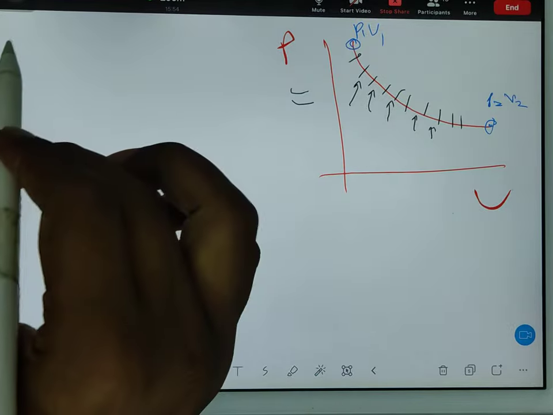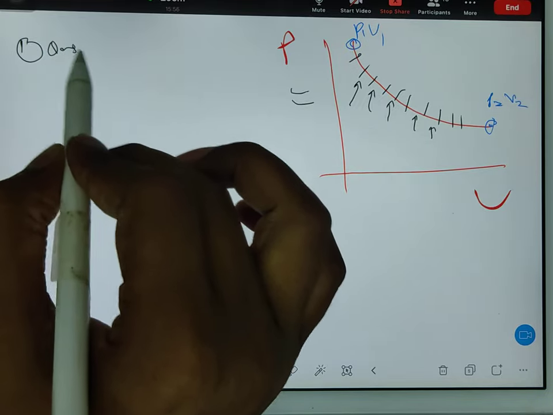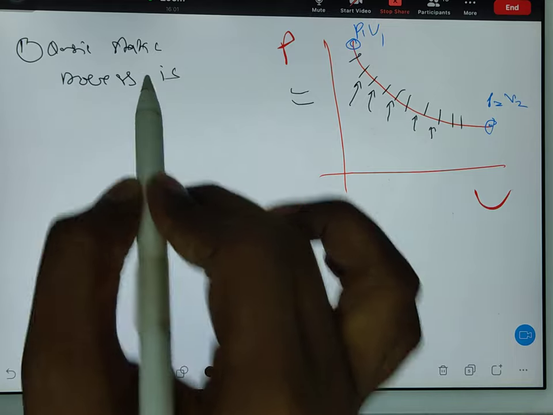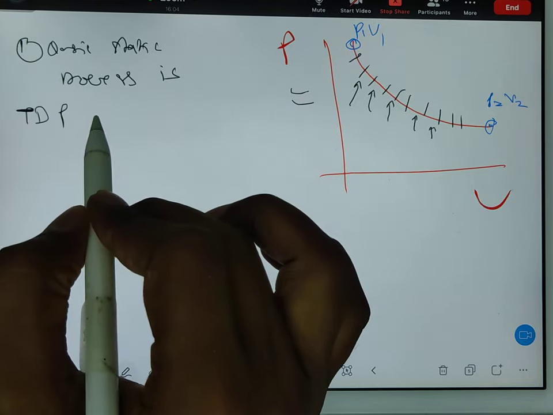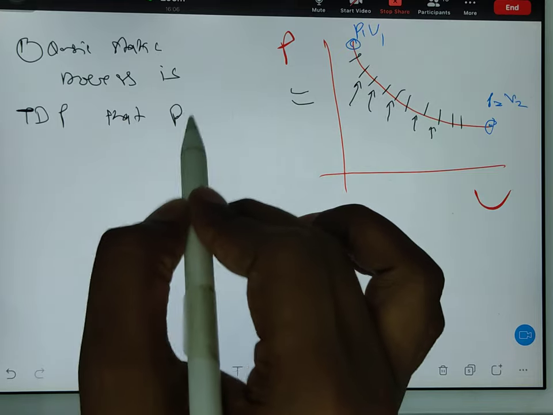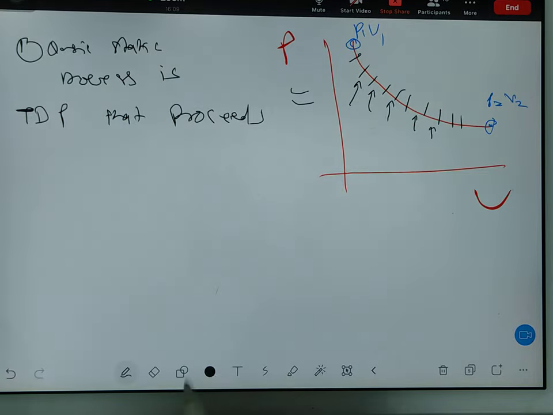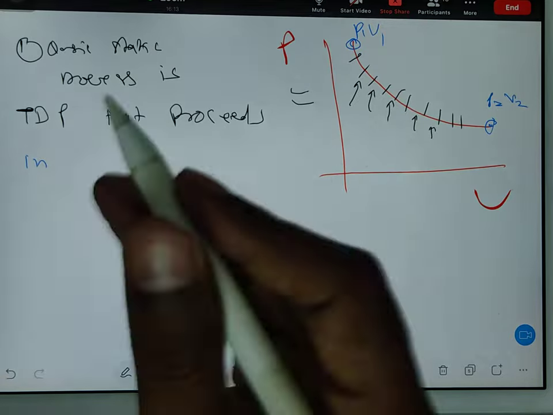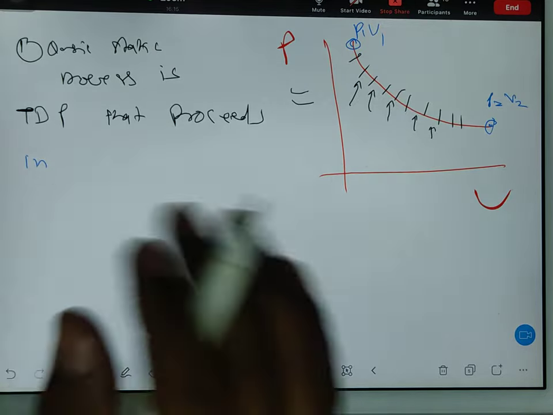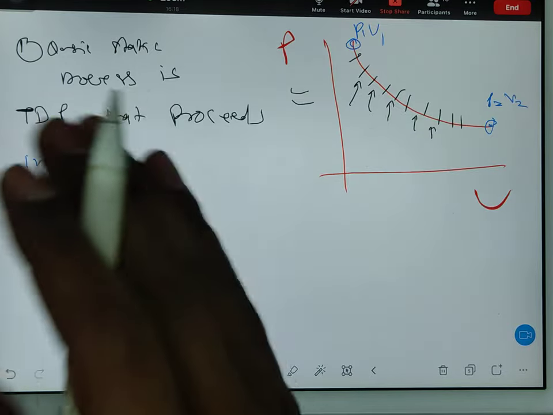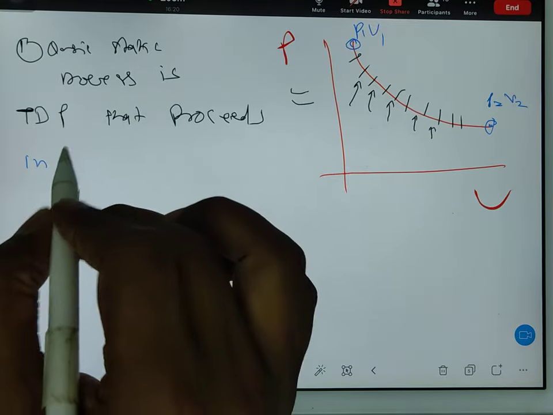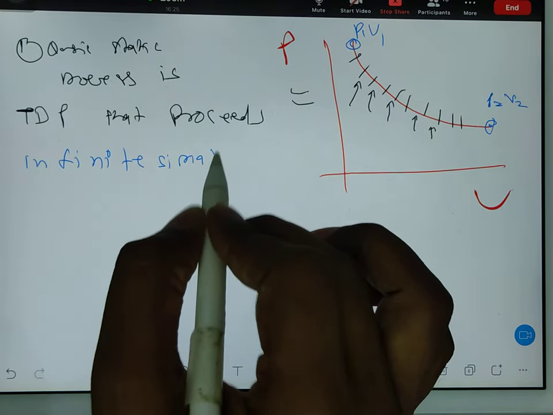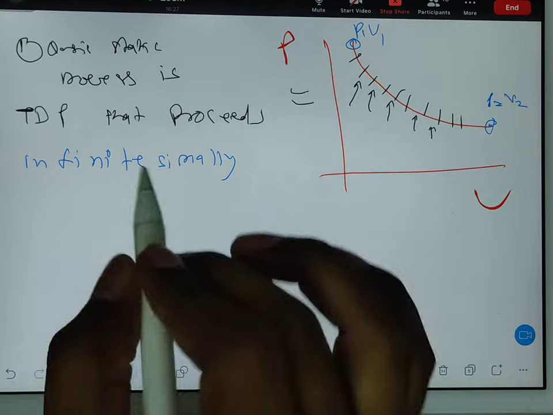So you just take down point one. A quasi-static process is a thermodynamic process that proceeds, I'm using a word, infinitesimally slowly. Infinitesimally means extremely, extremely small. When something is extremely small, then you will say infinitesimally.